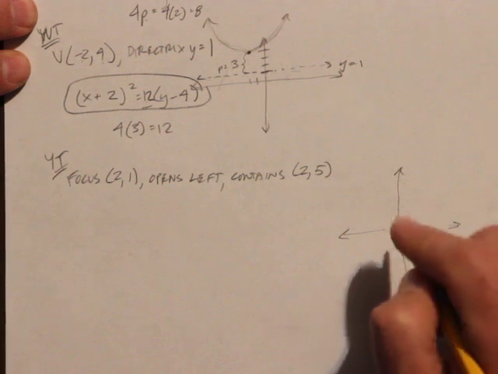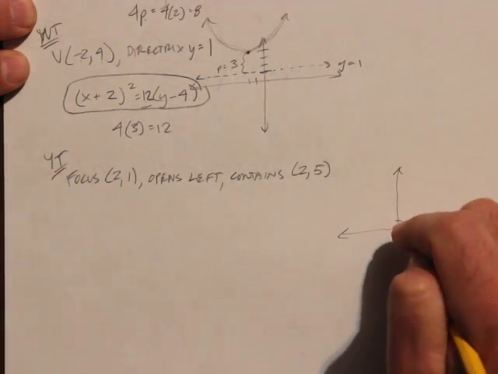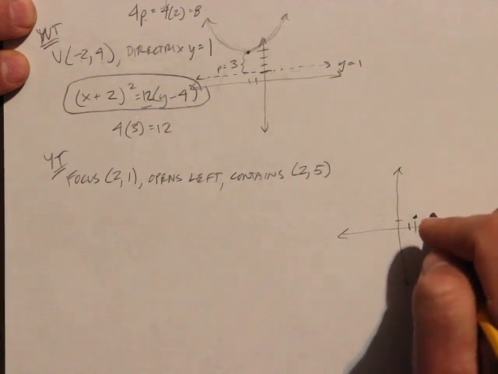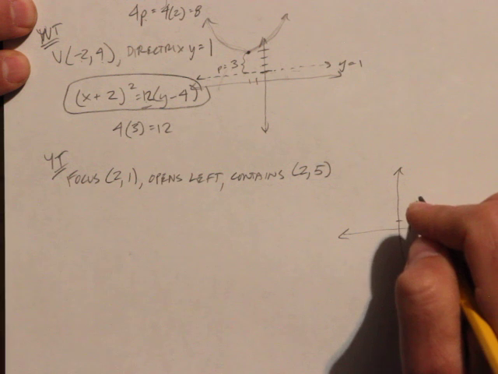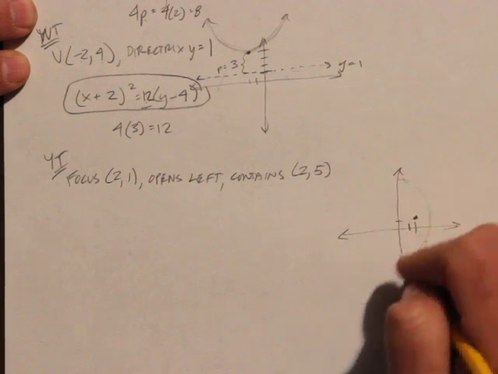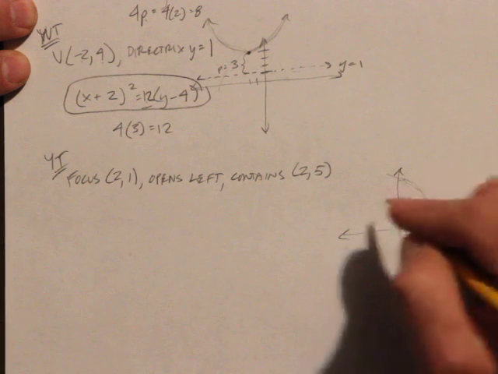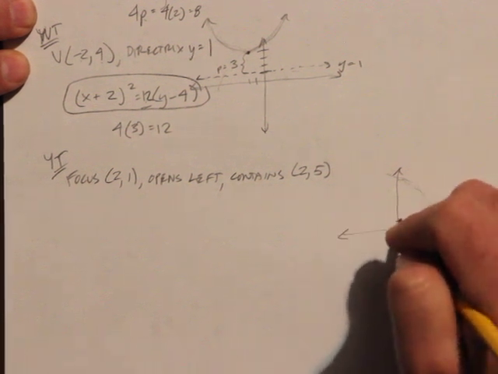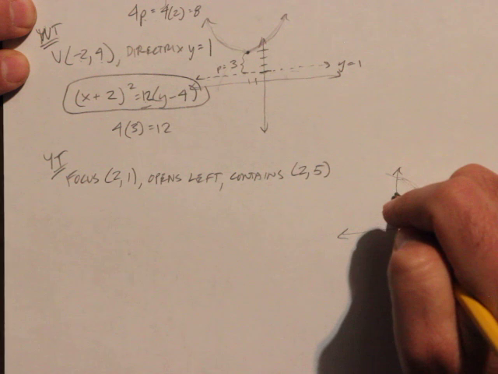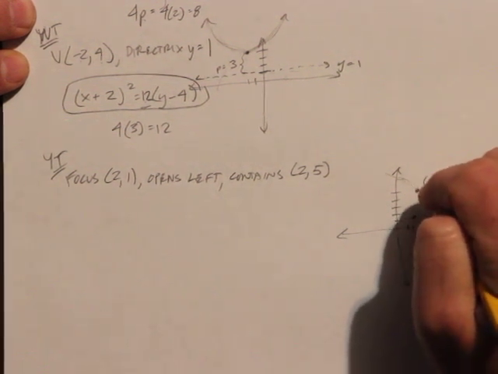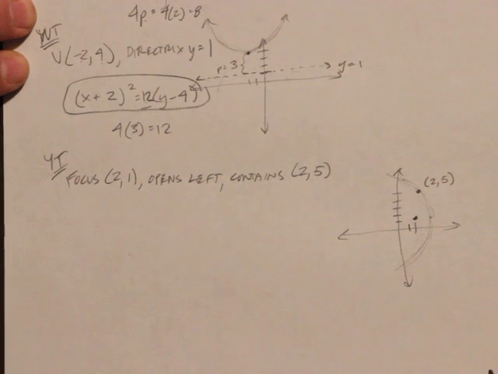My focus is (2, 1). It opens to the left, so that means this is going to look something like this. I don't know what my vertex is yet, but I know that (2, 5) is a point that is contained on this parabola.